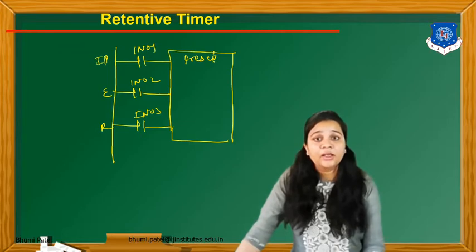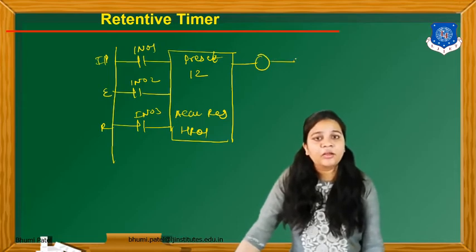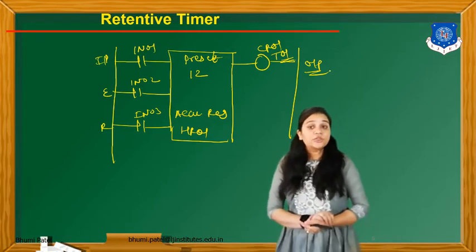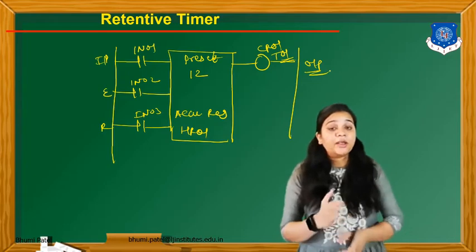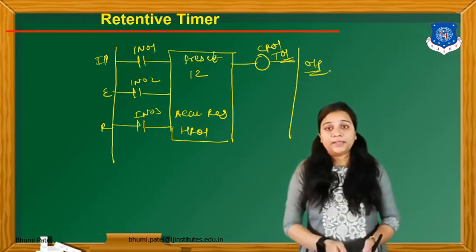We can write down the preset value here. Suppose the preset value is 12 seconds, and here we can write the accumulator register, and after the 12 seconds, whatever output is there, it will be on. Suppose CR01, T01. This is my command for the retentive timer. Okay, so we can draw the retentive timer in multiple ways. Depending upon the program and the application, we can connect the retentive timer.